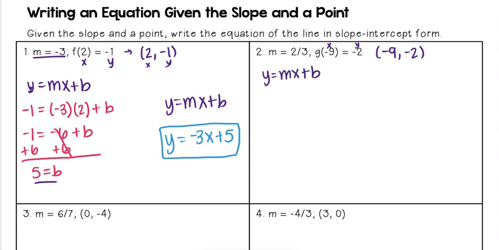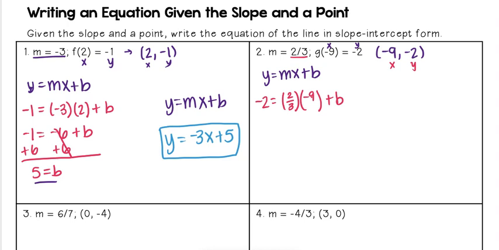So I'm going to plug in what I know into y equals mx plus b. Well, from this point that they gave us, I know that my y is -2. I know my slope is 2/3. I know my x is -9. And then I'm trying to find my b.